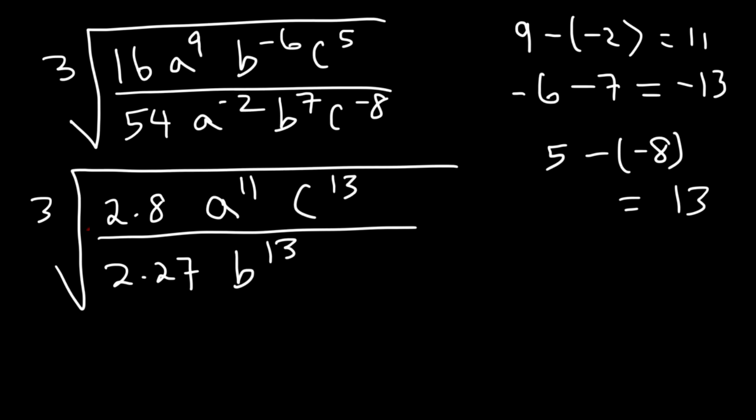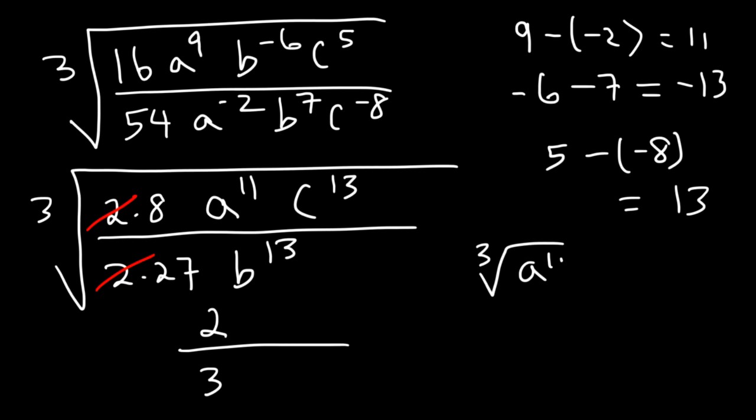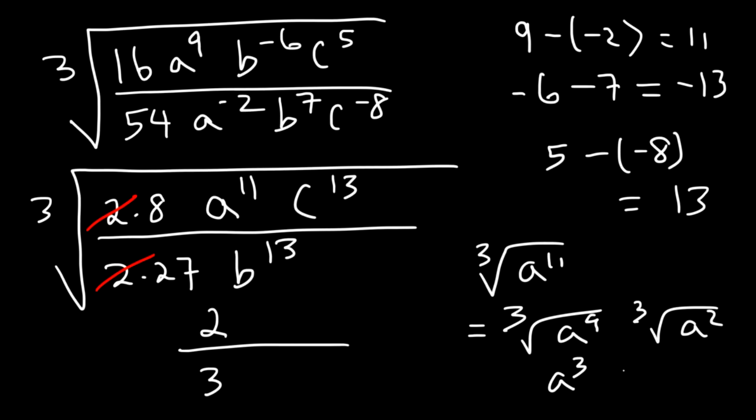Now we can cancel 2. And the cube root of 8 is 2. The cube root of 27 is 3. Now what is the cube root of a to the 11th? We can break it up into 9 and 2. The cube root of a to the 9th is a cubed, because 9 divided by 3 is 3. So we get a cubed times the cube root of a squared.